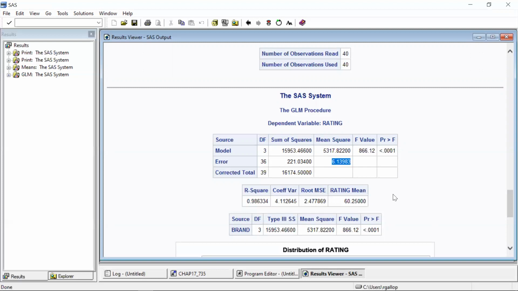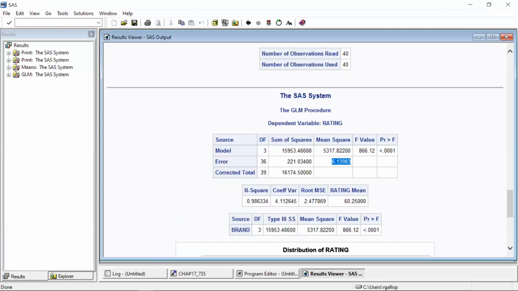So for us to see whether or not the variance between the cell means is statistically bigger than the pooled variance within, we create this F value, right? Which is the ratio of the 2 mean squares, 866.12. And this is the p-value. Remember, the F is really assessing whether or not those variances are equal. And again, if those variances are not equal, then that rejects the null of the equality of the cell means.